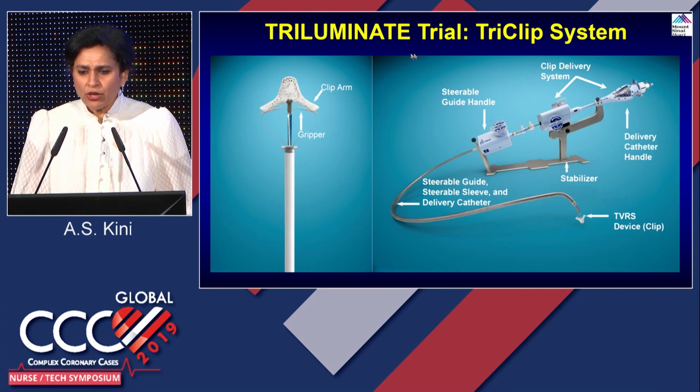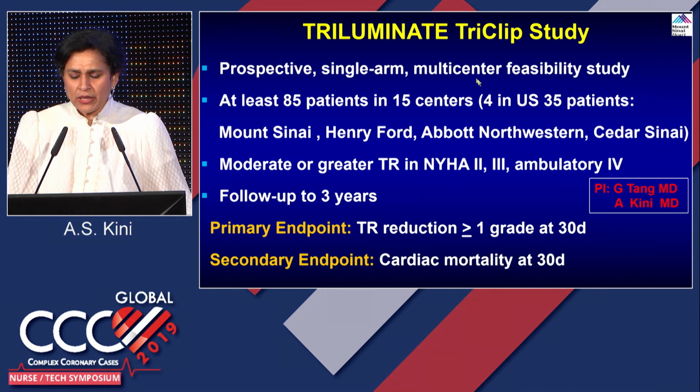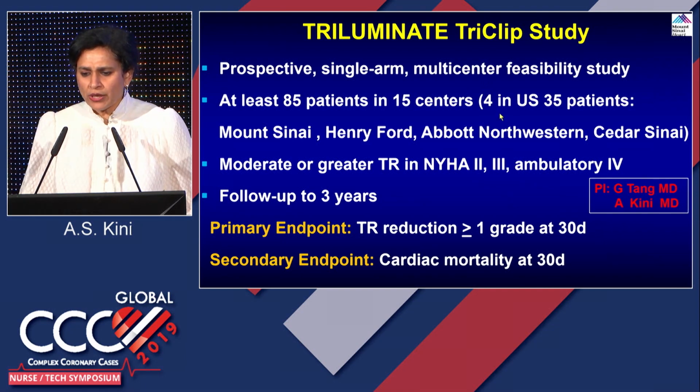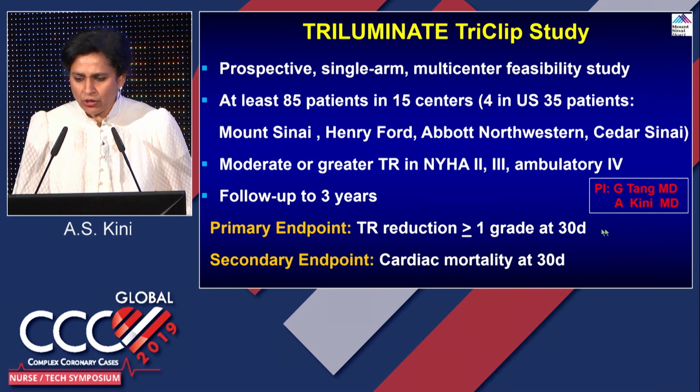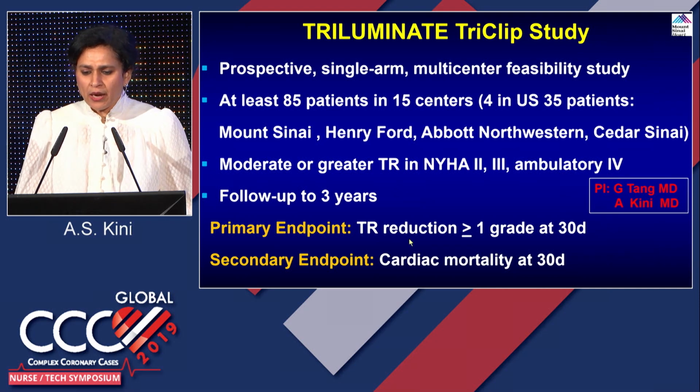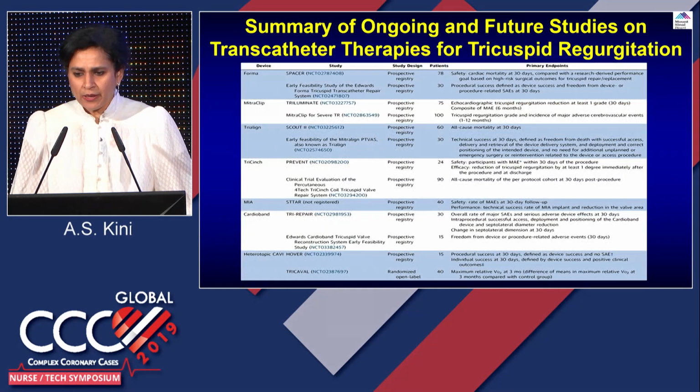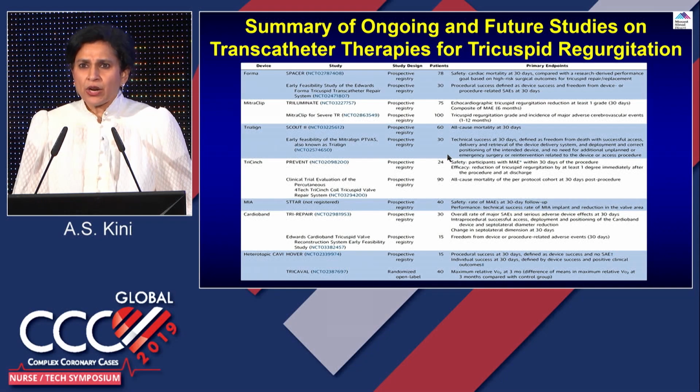So what is the TriLuminate trial? It is the TriClip system. This is exactly what we are using right now for mitral clip, the same system. It similarly uses a clip with grippers, and we are part of the TriLuminate study. There are only 4 centers in the United States, and we are part of it. Myself and Dr. Gilbert Tang are the PIs, and we are right now doing procedures using the clip for patients with tricuspid disease. So the ongoing trial and future studies are going on.